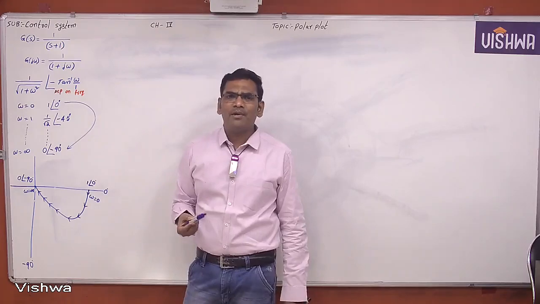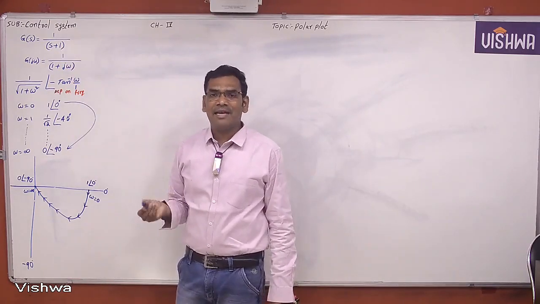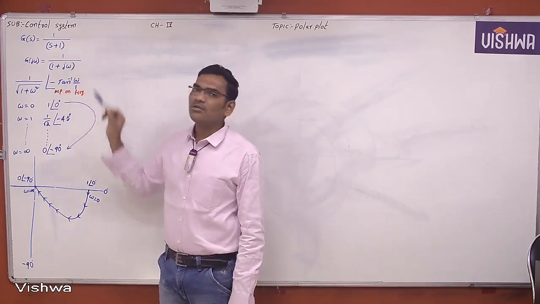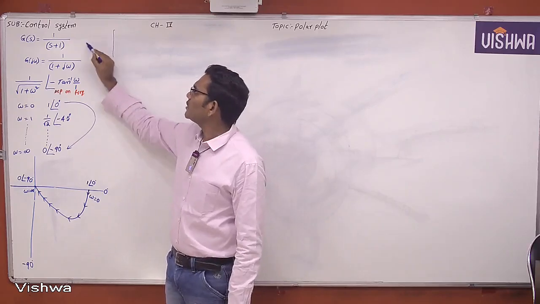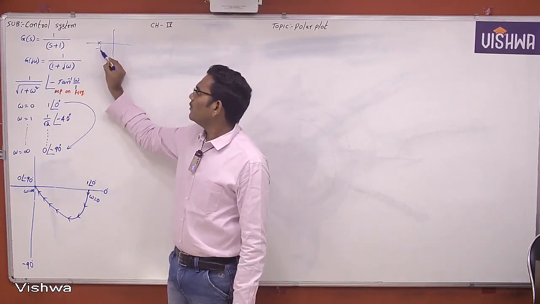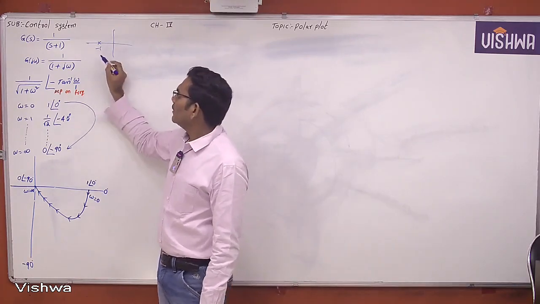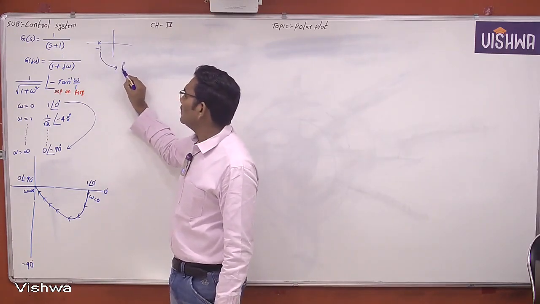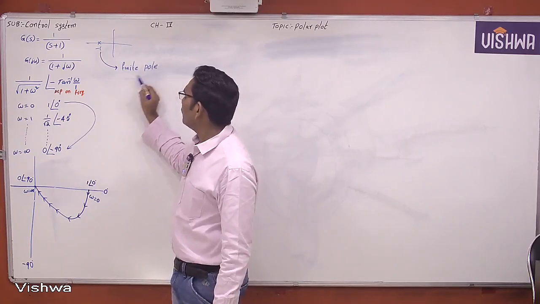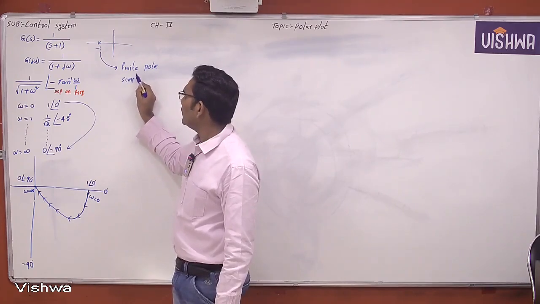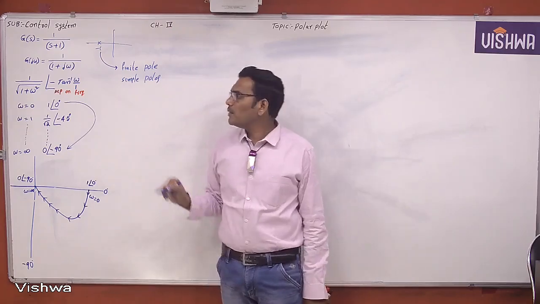Simple pole, finite pole means what? It must lie on the left hand side of the S plane. S plus 1 equals 0, S equals minus 1. S equals minus 1 means it lies on the left hand side of the S plane. Any pole or zero which lies on the left hand side of the S plane is called a simple pole or simple zero, or finite pole or finite zero. You know that, okay? In the Bode plot also we will discuss this one. Now this is the simple pole or a finite pole.